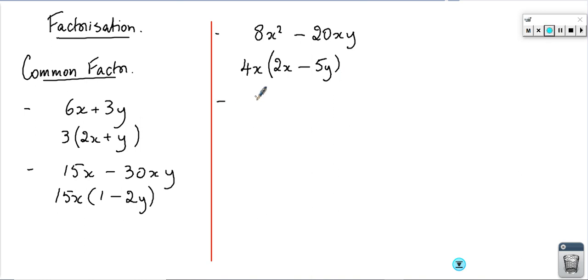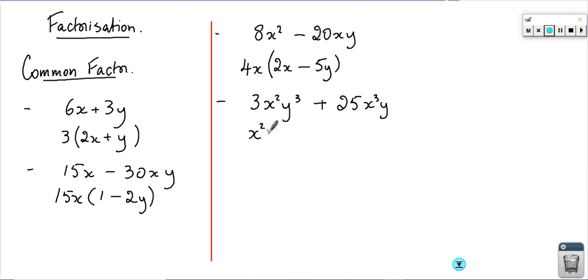I have 3x squared y cubed plus 25x cubed y. Let's check now. Between 3 and 25, there is only one common factor, which is 1, so we don't write it down. So we're going to look at the variables. I have x squared and x cubed. X squared is x times x, x cubed is x times x times x. So we have x times x, which is a common factor, x squared.